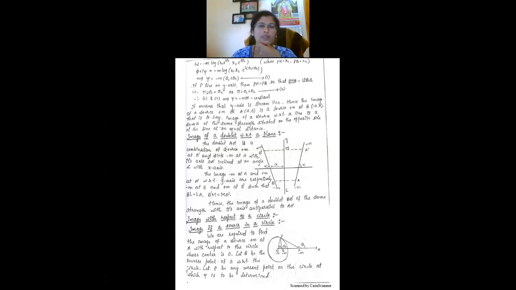Now w is written as phi plus i psi. Now you equate the real part and the imaginary part, you will get. So first real part is phi. Phi is nothing but minus m log r1 r2, and psi is nothing but minus m into (theta 1 plus theta 2).